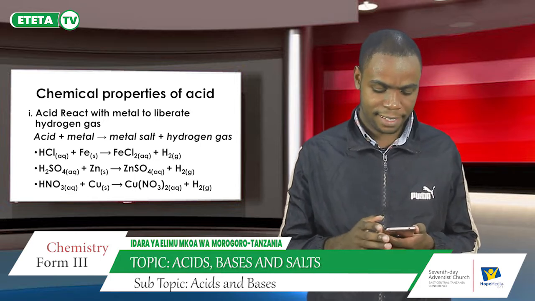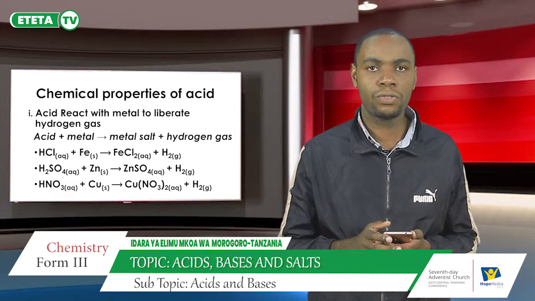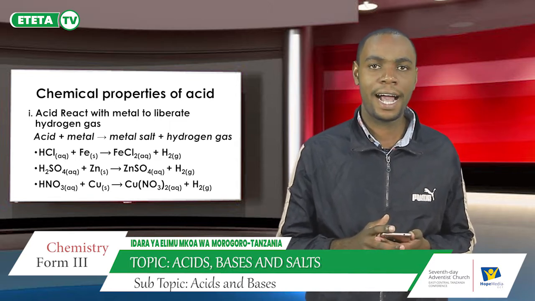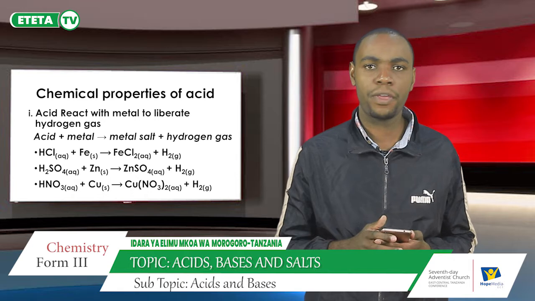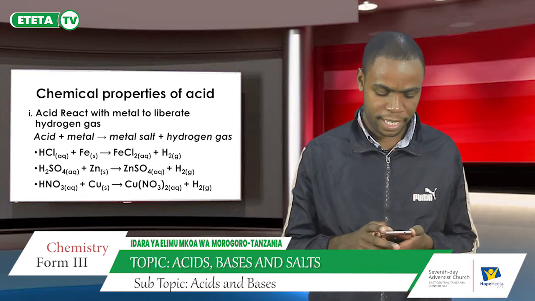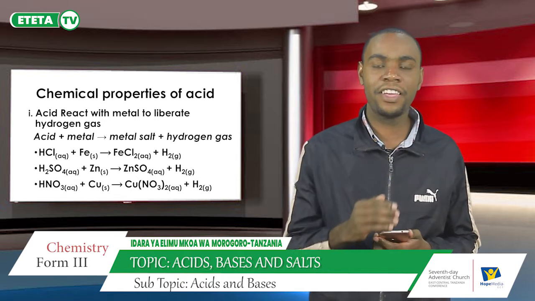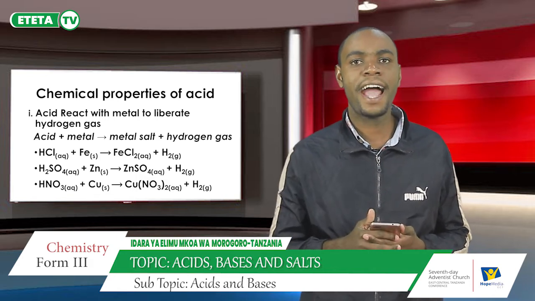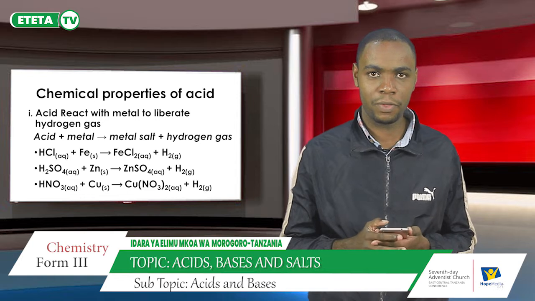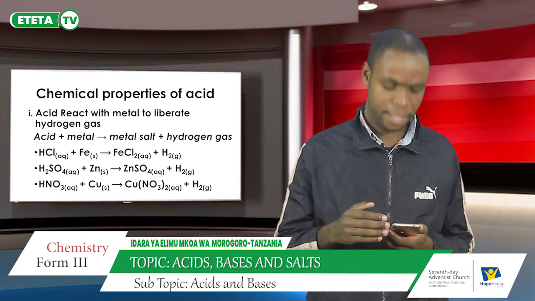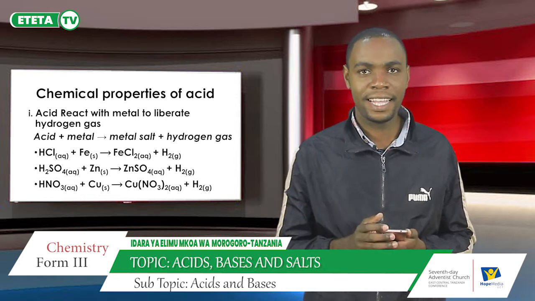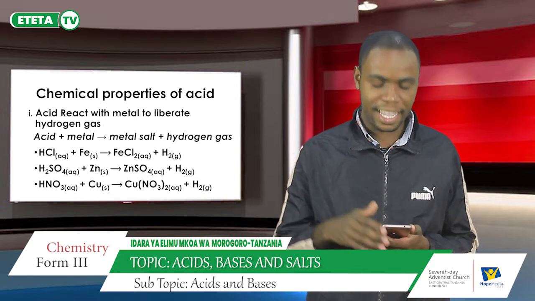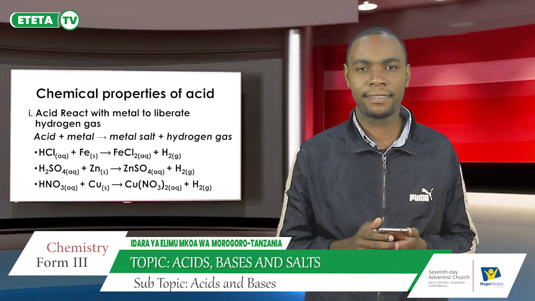The first chemical property of acid: acid can react with metal to produce hydrogen gas. So if you take acid and then you react it with metal, the products formed there are a metal salt and hydrogen gas. For example, if you take hydrochloric acid and react it with iron, the products produced there are iron chloride and hydrogen gas.